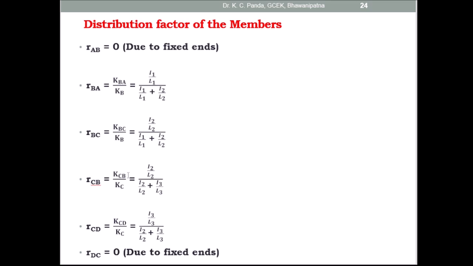Similarly, RCB is equal to KCB divided by KC is equal to I2 by L2 divided by I2 by L2 plus I3 by L3. Then RCD is equal to KCD divided by KC is equal to I3 by L3 divided by I2 by L2 plus I3 by L3. So these are the distribution factors that you can find out after knowing the relative stiffness of the members and the relative stiffness of the joints.